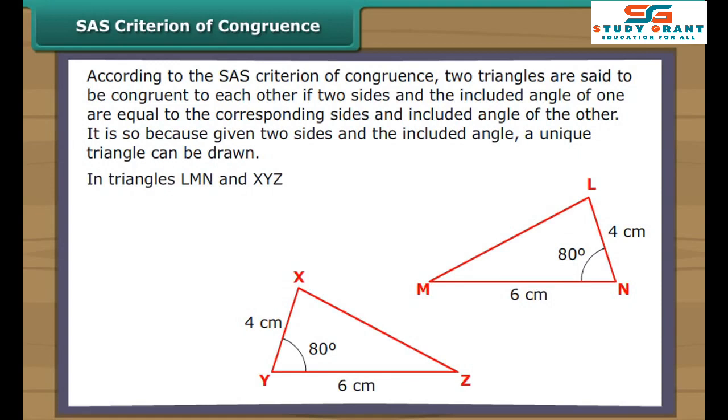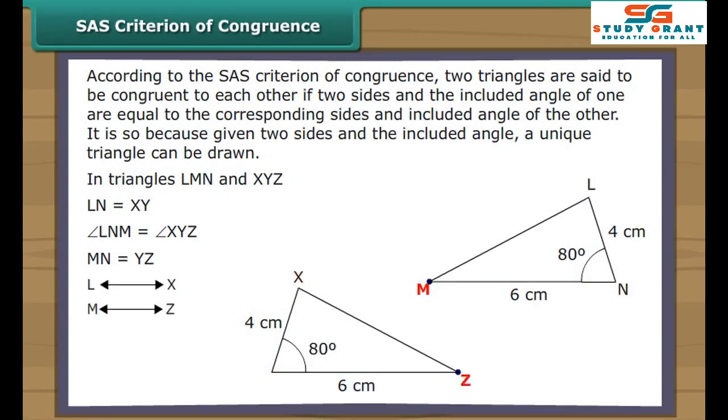In triangles LMN and XYZ, side LN is equal to side XY. Angle LNM is equal to angle XYZ. Side MN is equal to side YZ. Vertex L corresponds to vertex X. Vertex M corresponds to vertex Z. Vertex N corresponds to vertex Y. Therefore, triangle LNM is congruent to triangle XYZ.